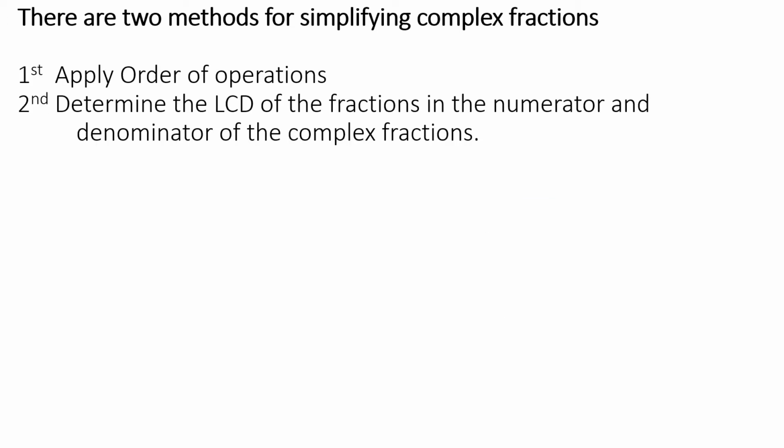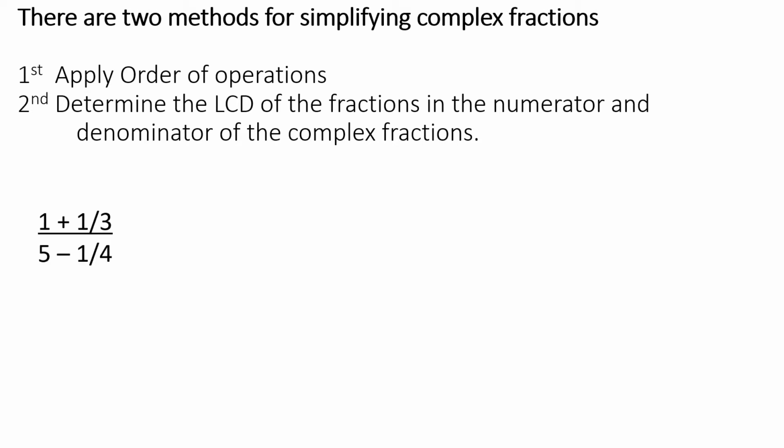So there are two methods for simplifying a complex fraction. The first one is to just apply the order of operations. The second method is to determine the LCD of the fractions that are in the numerator and the denominator, in other words, every fraction of that complex fraction, and then you multiply by that LCD. So let's look at that.